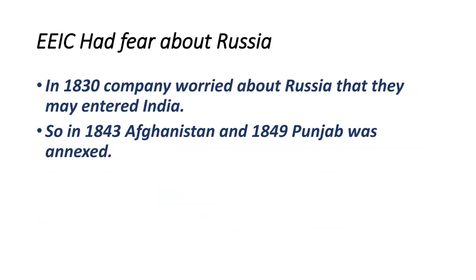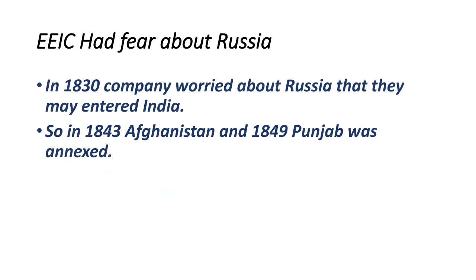And now the EIC had a fear about Russia. Why did they fear Russia? Because Russia might enter India through Afghanistan. Now we have a boundary between India and Pakistan, but previously we didn't have Pakistan; India and Pakistan were a single country. So they had a fear about whether Russia could enter India through Afghanistan. So now they wanted to capture Afghanistan, because if Russia started to capture Afghanistan, then they could easily enter India and start to annex each and every place of India.